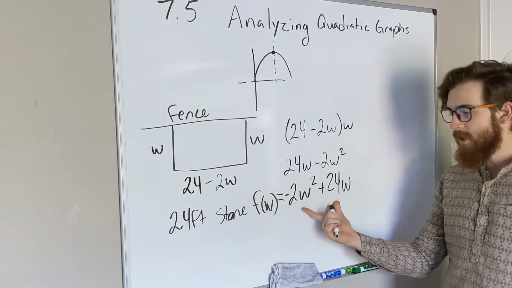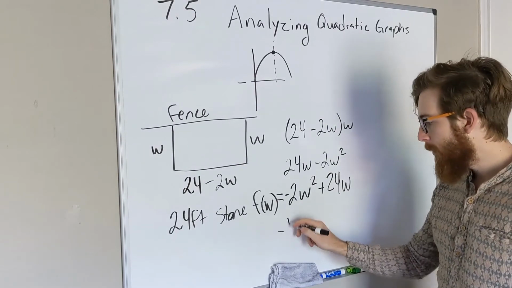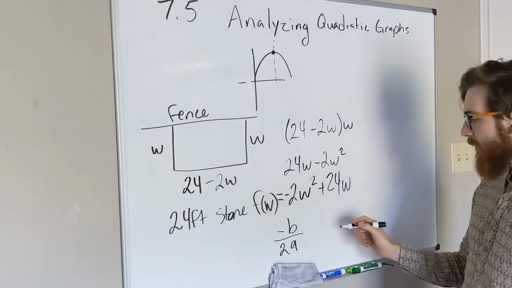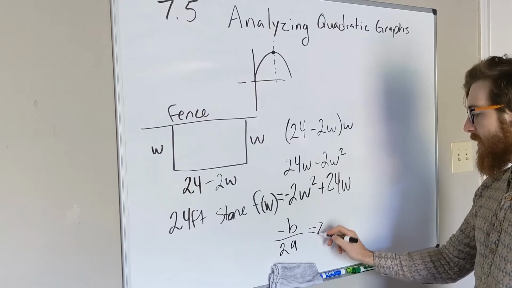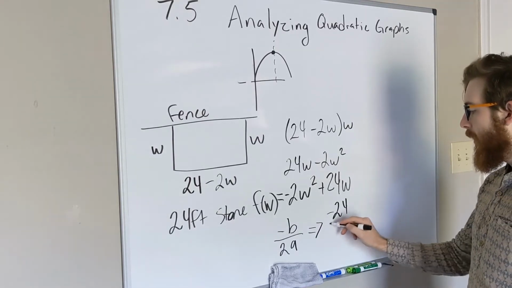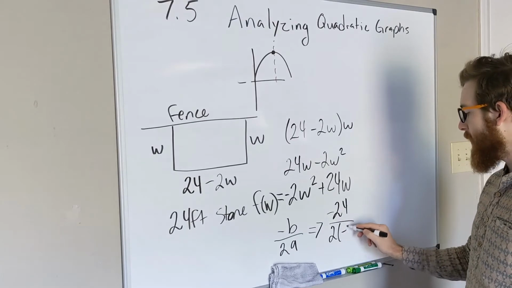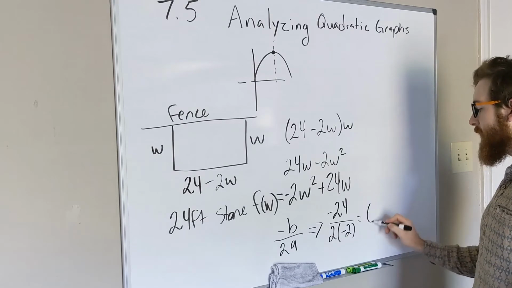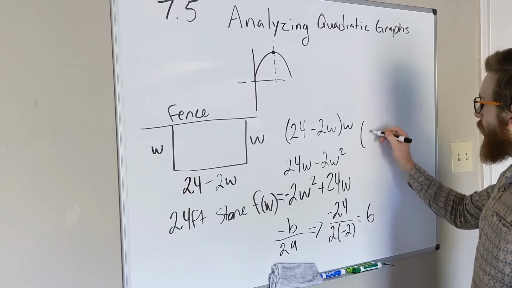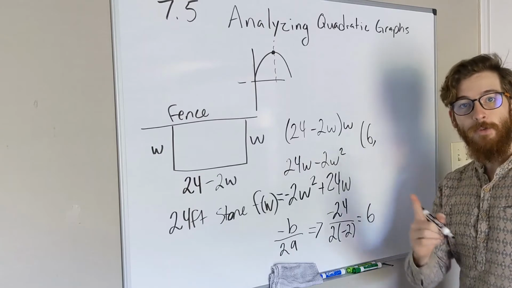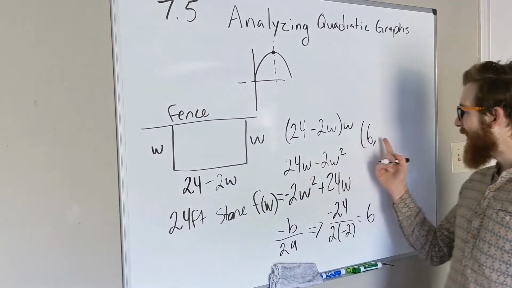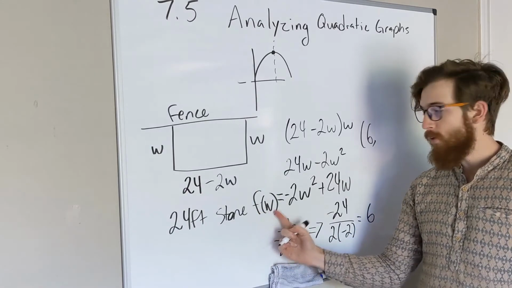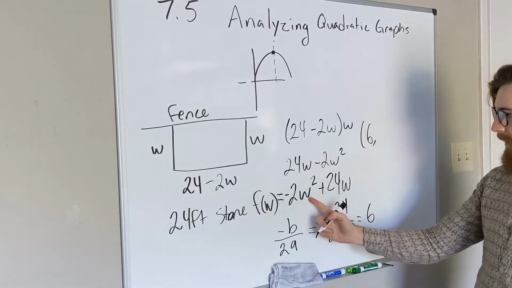Well, how do I find the vertex with this kind of thing? Negative b over 2a. Okay, well, let's plug those in. So in this case, that's going to be negative 24 over 2 times negative 2. Negative 24 over negative 4 is 6. So we now have 6. That's the first piece. The second piece is finding the y value, or the area, the function value of w when w is 6. So let's plug in 6.